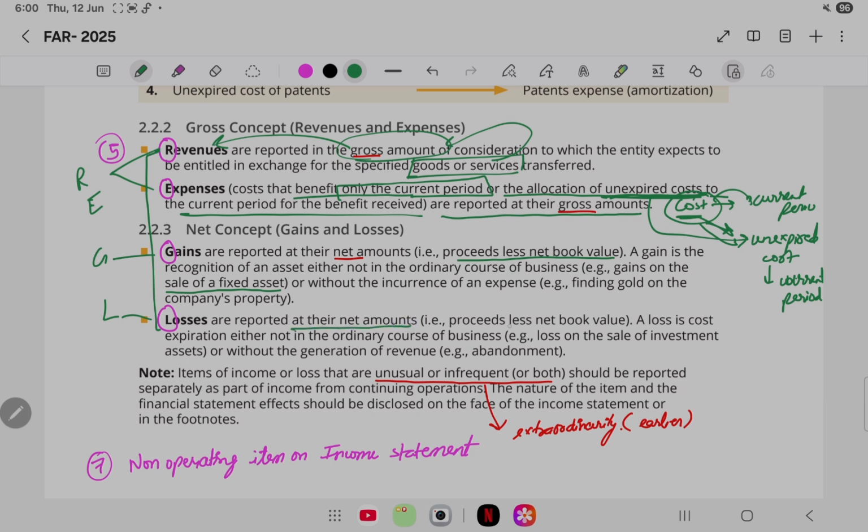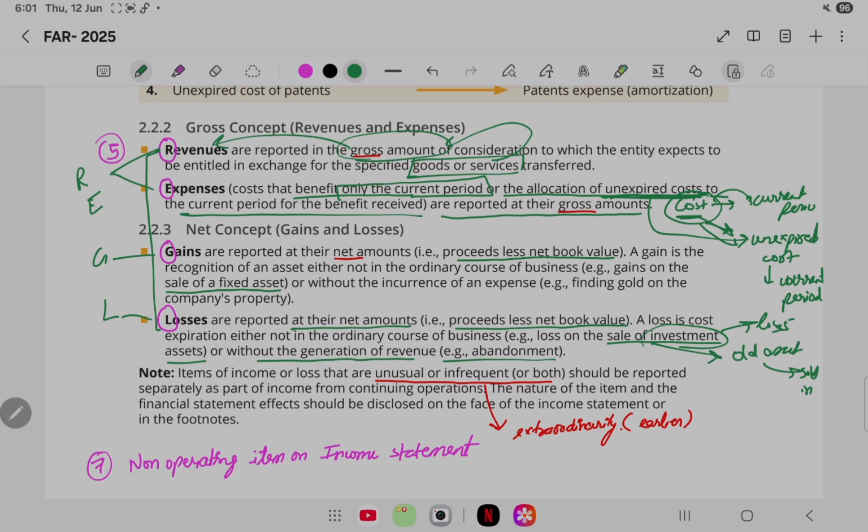Losses are reported at their net amounts: proceeds less net book value. A loss is a cost expiration not in the ordinary course of business. Examples: loss on the sale of investment assets, or without generation of revenue, that is abandonment. For example, an old asset has been sold as scrap, that is called abandonment, or if it is not being used in the business, then its value needs to be written off, and that will come under loss. Or if we have sold some investment at a loss.